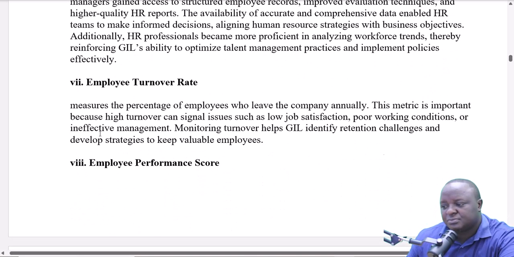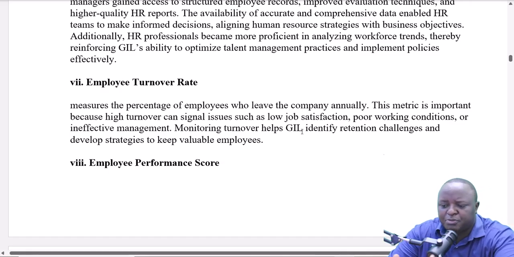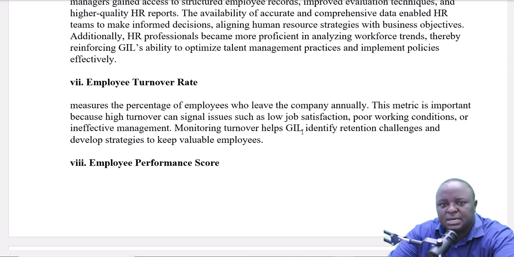And of course, number 7, we have employee turnover rate. We saw that it measures the percentage of employees who leave the company annually. The metric is important because high turnover can signal issues such as low job satisfaction, poor working conditions, or ineffective management. Monitoring turnover helped GIL identify retention challenges and develop a strategy to keep valuable employees through the benefits that they gave. We saw from the data that GIL was able to decrease the employee turnover from 20% to 14%. So that was a decrease of 6%.